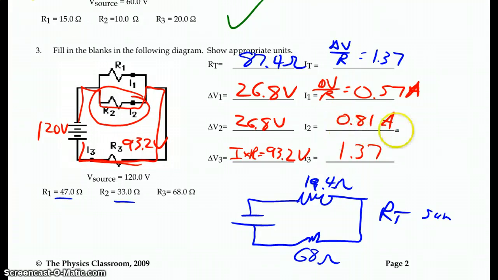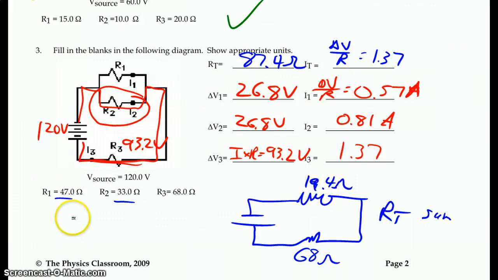Now we can do a quick check. If we add these two together, hopefully they'll be right around 1.37. So 0.81 plus 0.57 gives us 1.38. Close enough. Okay, so that looks good. That's it. We've got everything about our circuit, and figured out all the currents, all the individual pieces of the puzzle.